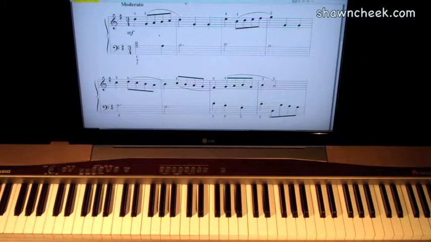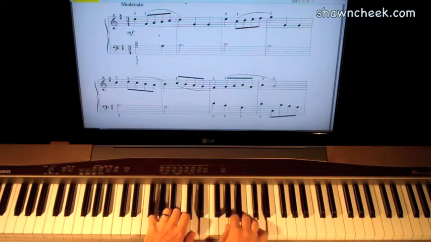Alright guys, we're working on a minuet in G by Bach. It's probably the most famous minuet. Sounds like this.